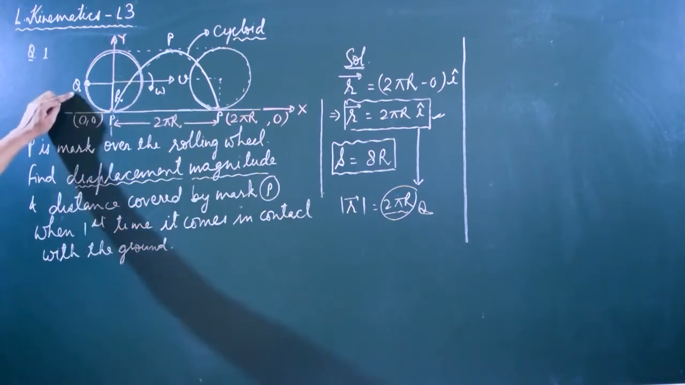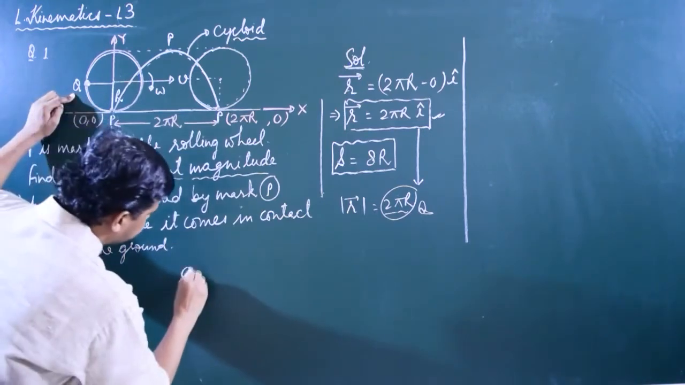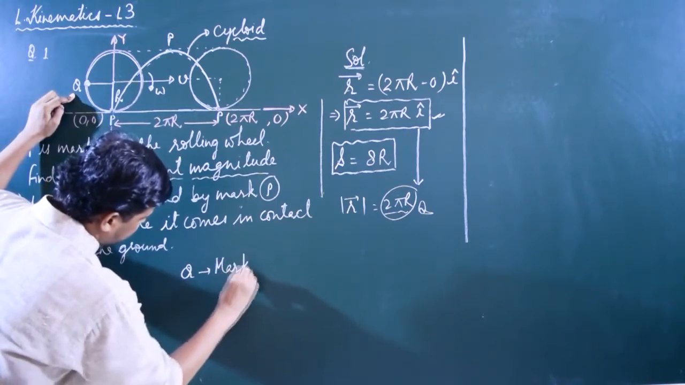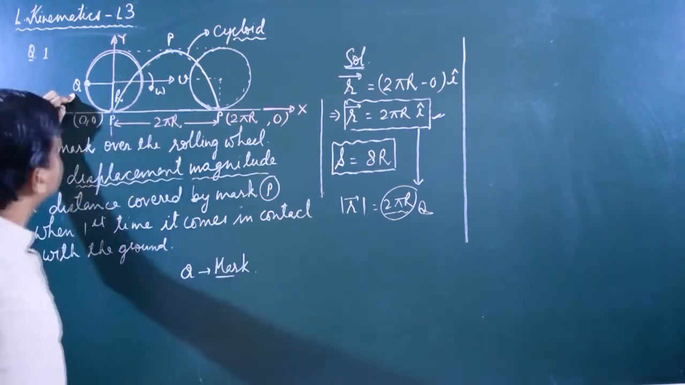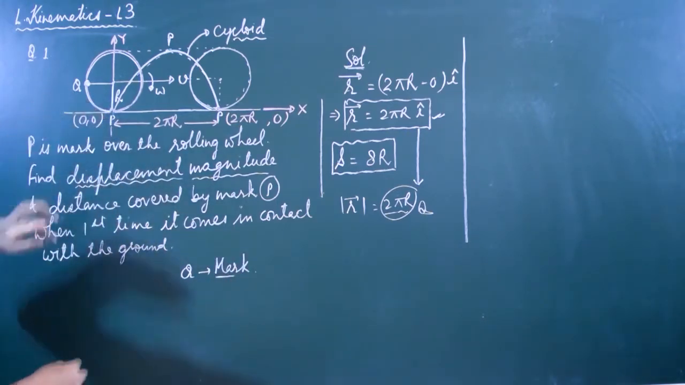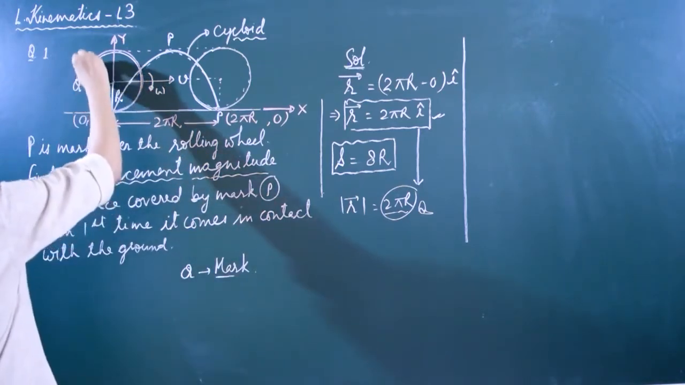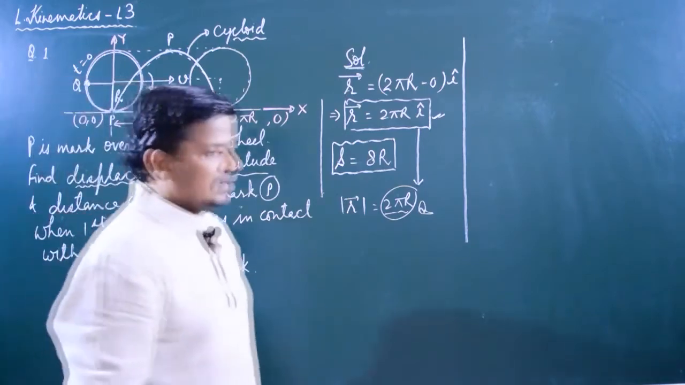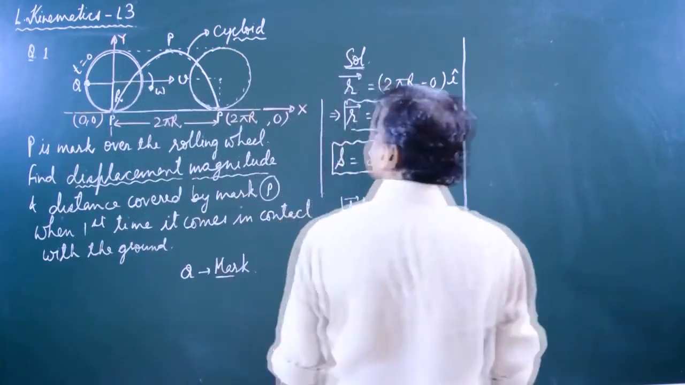Q is a mark over the wheel. It is also a mark over the wheel. It is the position at time t equal to 0, the initial time. The wheel starts rolling.